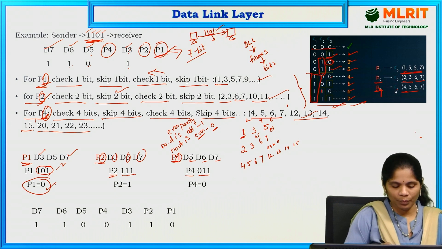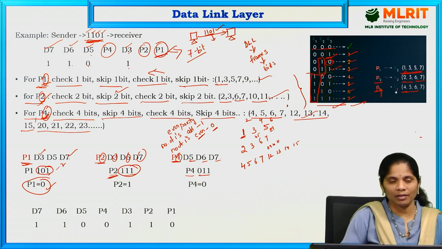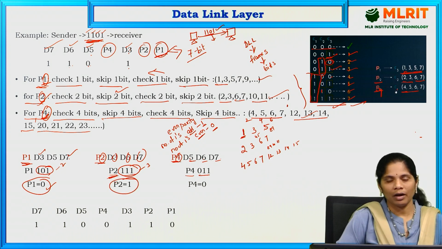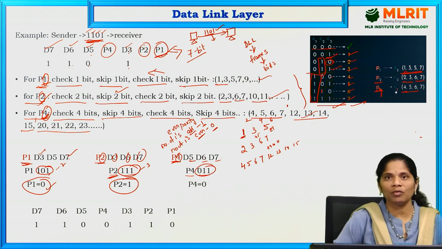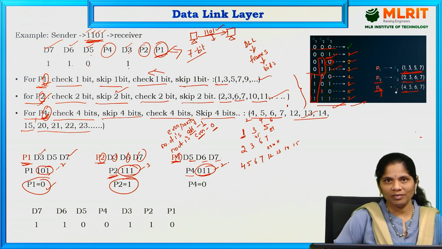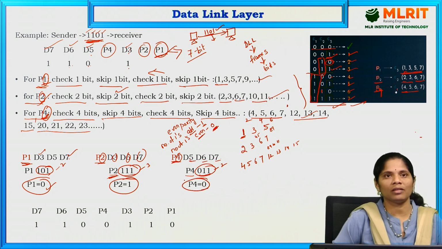And coming to P2, how many ones are there here? 3 ones are there. If the number of ones is odd, we have to append 1. So here P2 equals 1. And the next one is P4. For finding P4, the bits are 0, 1, 1, which means the number of ones is 2, an even number. So we have to append 0. P4 equals 0. Like this we have to add P1, P2, P4.